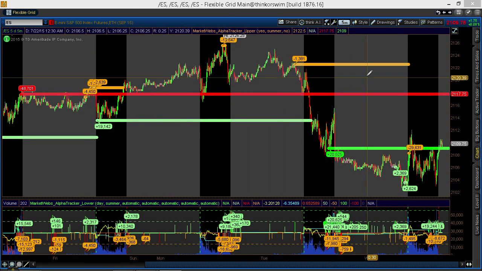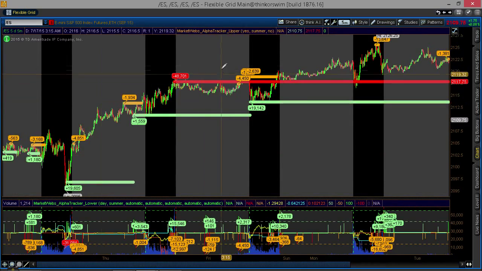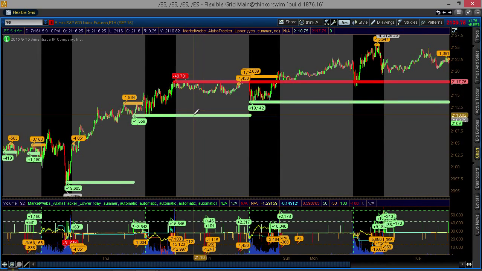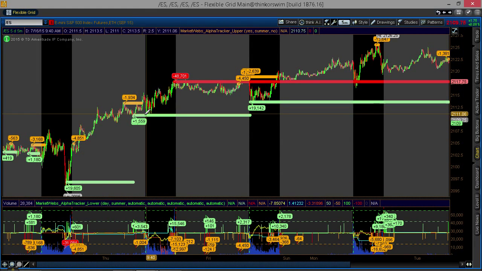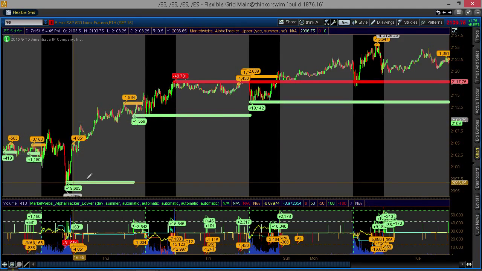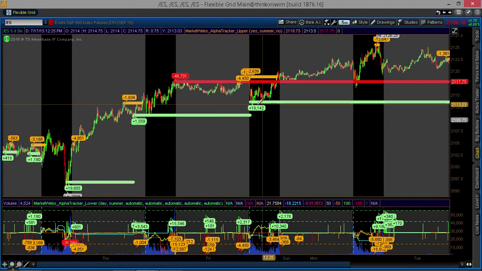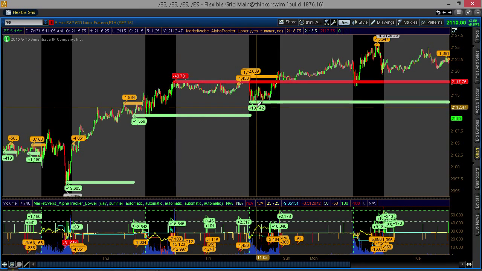The lines that you see on the chart here, all you're seeing as far as studies go, are the new AlphaTracker indicator. It comes in two forms, the upper study and the lower study. I want to look at the upper study today, where these lines show me lines of defensive support. If they're green, buyers stepped in and defended that level, and it tells me how much volume they stepped in with. If they're orange or red, then sellers stepped in and defended that level.